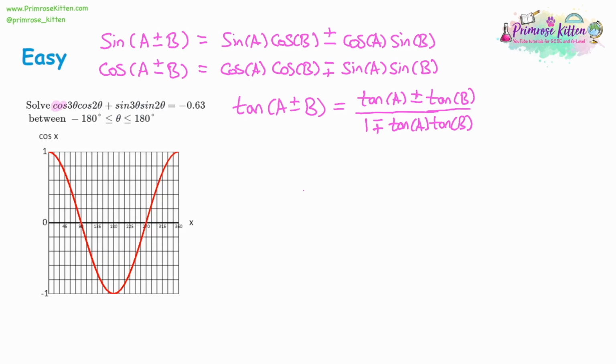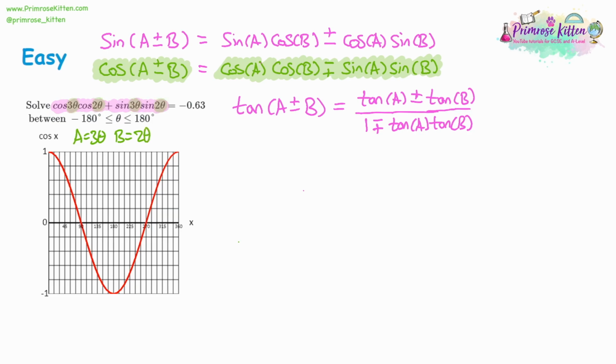Now the question, we've got cos 3 theta cos 2 theta plus sine 3 theta sine 2 theta. So we have to think about which one this is. Now we've got a double cos and then a double sine. That's what we see when we've got a cos A plus B. So this is the one we're going to use. We have to think what A and B are. So A looks like it's going to be 3 theta, and B is equal to 2 theta.